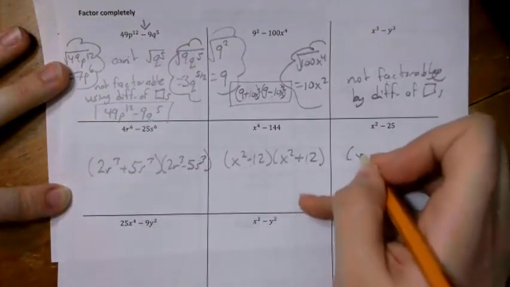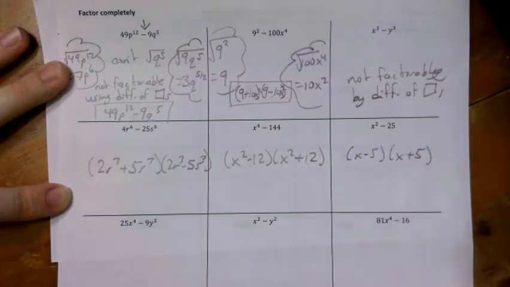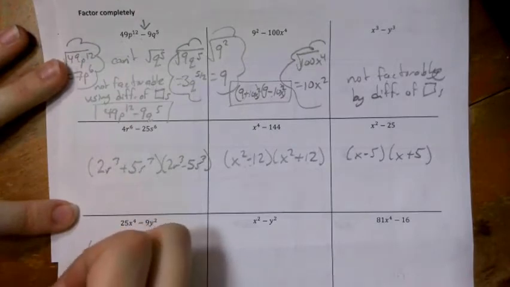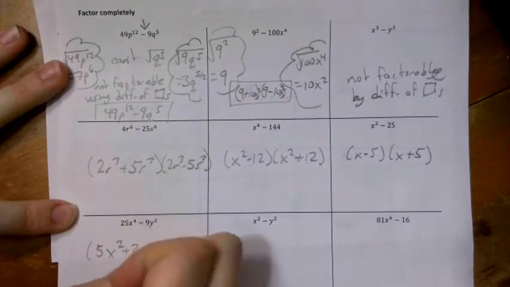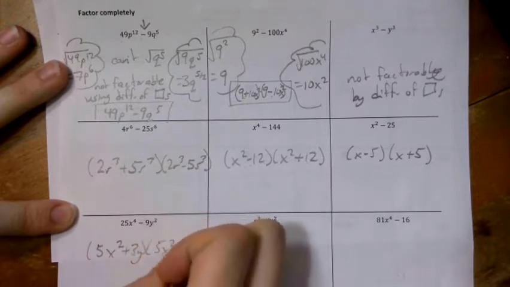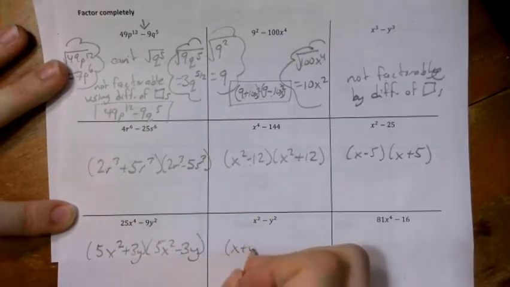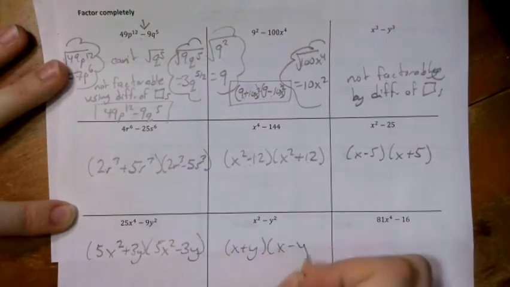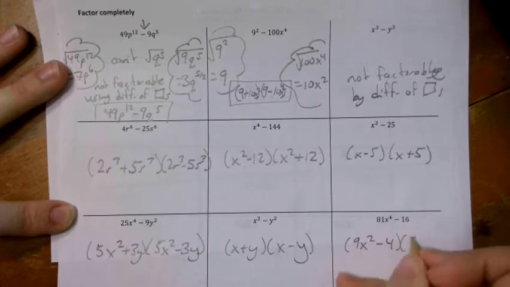It can go either way. For this one, we should have an x minus 5, x plus 5. For this one down here, we should have a 5x squared plus 3y, and then a 5x squared minus 3y. For this one, we should have an x plus y, x minus y. And our last one is a 9x squared minus 4, 9x squared plus 4.